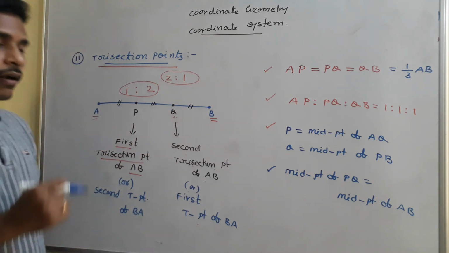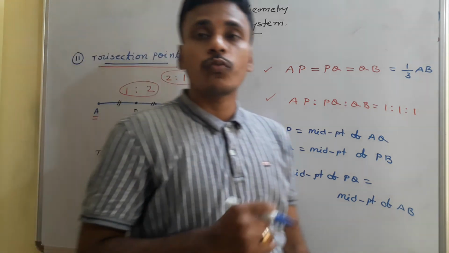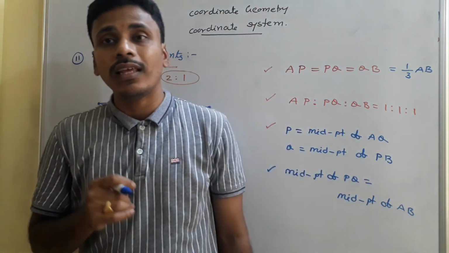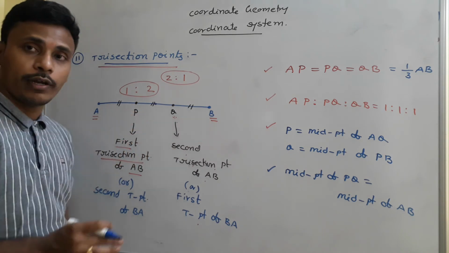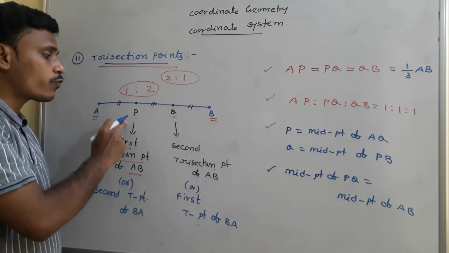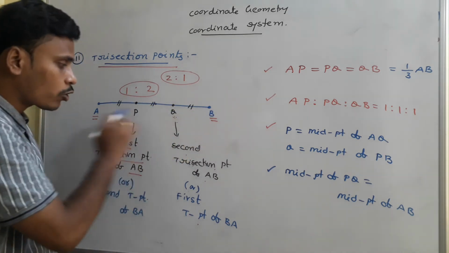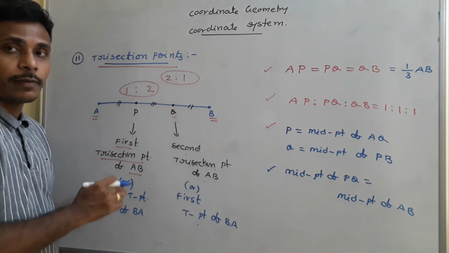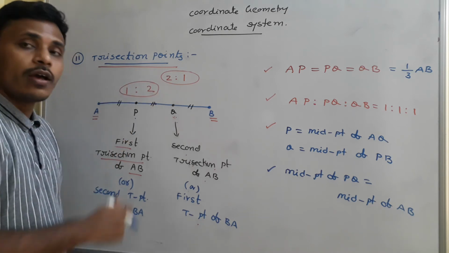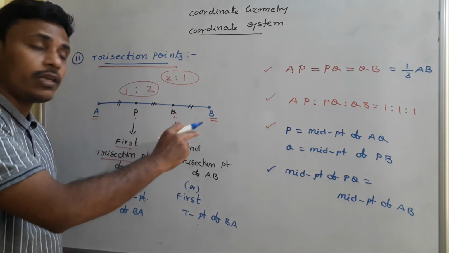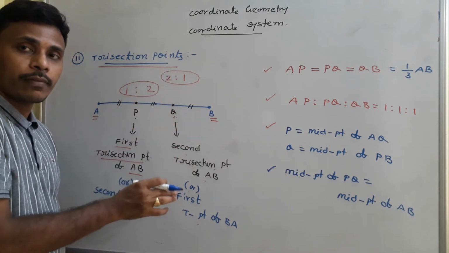Trisection points are 2 points which divide the line segment into 3 equal parts. Those 2 points are referred to as the trisection points. With respect to AB, this is first and that is second. With respect to BA, that is first and this is second. For the first trisection point of AB, the ratio is 1 is to 2. For the second trisection point of AB, the ratio is 2 is to 1. Have a look.